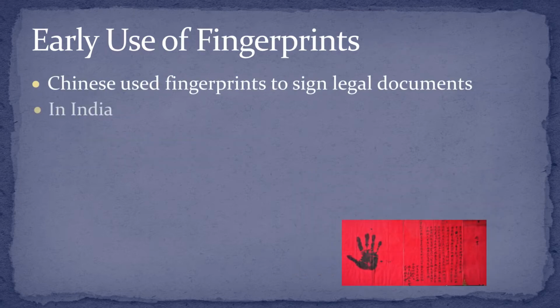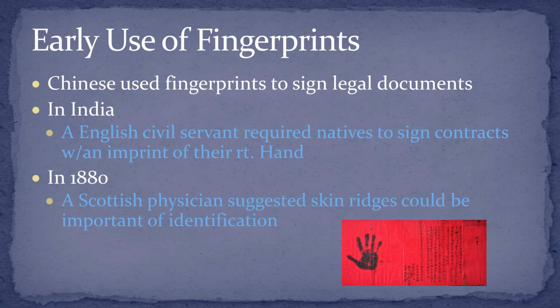We can find use of fingerprinting as early as 3,000 years ago, used by the Chinese to sign legal documents. And then in India, an English civil servant required natives to sign contracts with the imprint of their right hand. And then in 1880, Scottish physicians suggested that the skin ridges could be important for identification, especially in dealing with the criminal system.